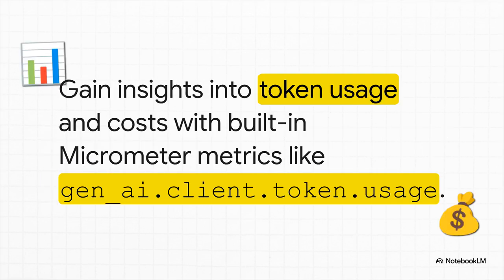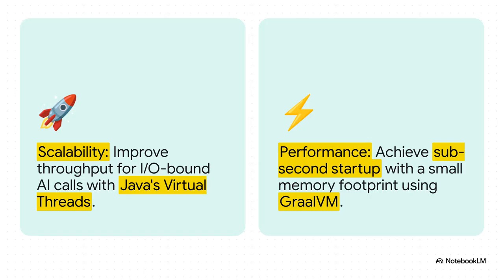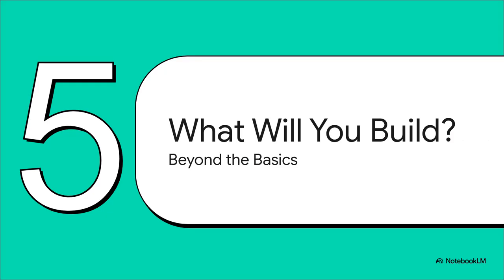First, observability. Look, AI calls can be expensive and sometimes unpredictable. Spring AI integrates directly with Micrometer, giving you metrics for token usage, latency, and more right out of the box. This is absolutely essential for monitoring your costs and performance when you go live. Next up, scalability and performance. Since AI calls are mostly just waiting on the network, you can use Java's new virtual threads to dramatically boost your throughput, and you can often do it with just a single line in your configuration file. And for maximum efficiency, you can compile your app to a GraalVM native image for blazing fast startup and a teeny tiny memory footprint.